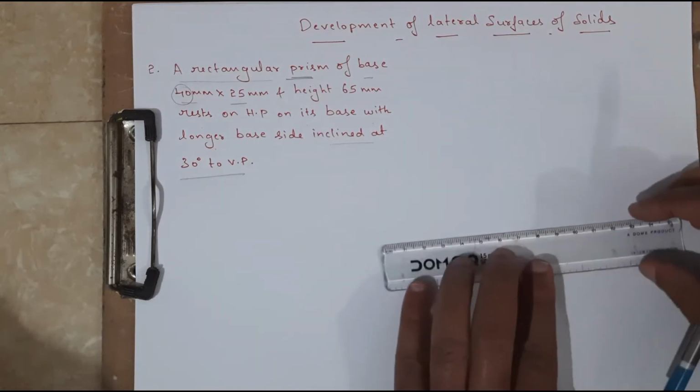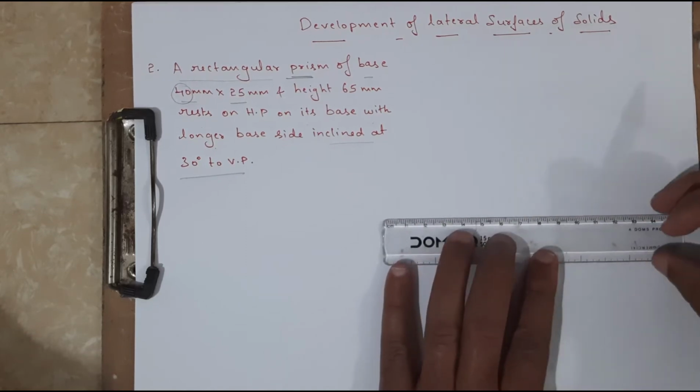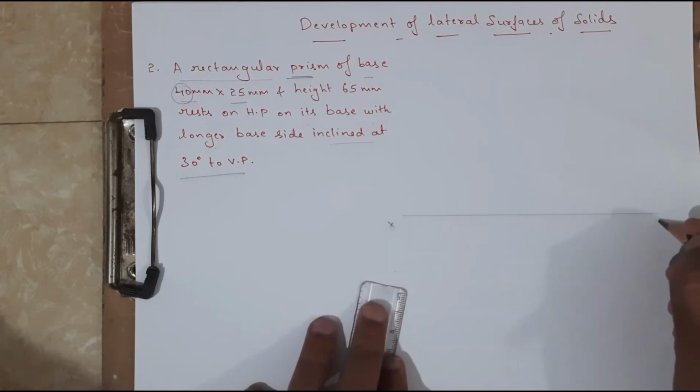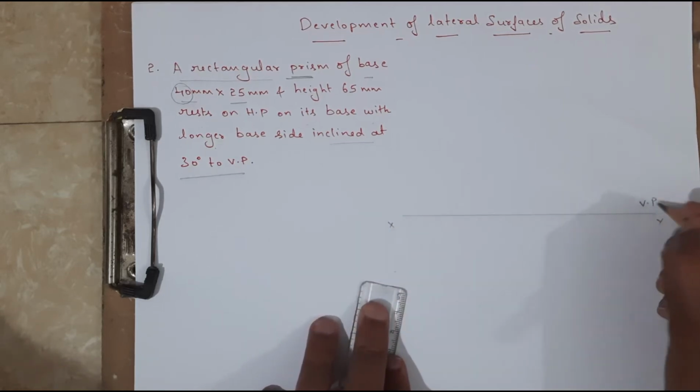So first I am going to draw the XY line. So as usual, the XY line. This is VP and below that it will be HP.